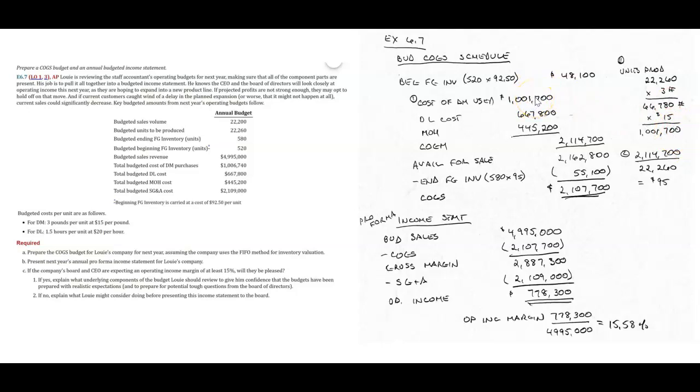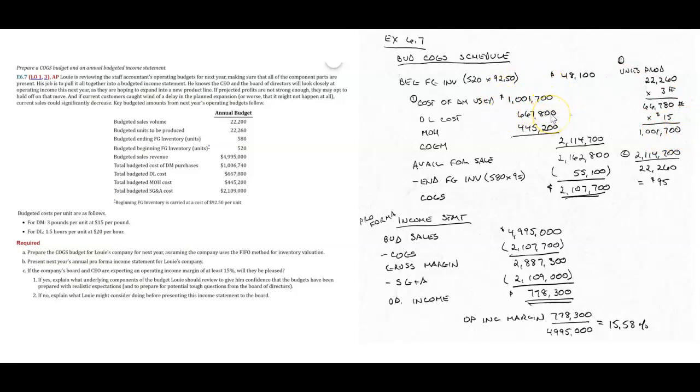Do you understand what I mean here? We're looking at the cost of direct material used. We produced 22,260 units, that's 3 pounds per unit at $15 a pound. So 22,260 times 3 pounds gives us 66,780 pounds times $15 per pound is $1,001,700. That's our total cost of direct material used.